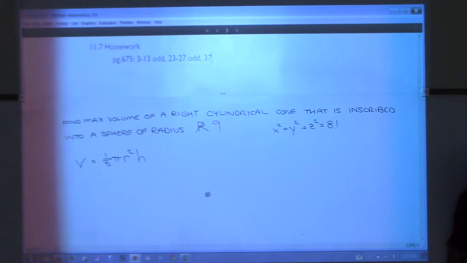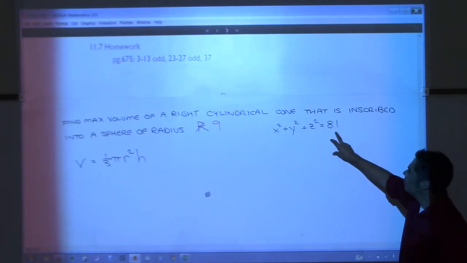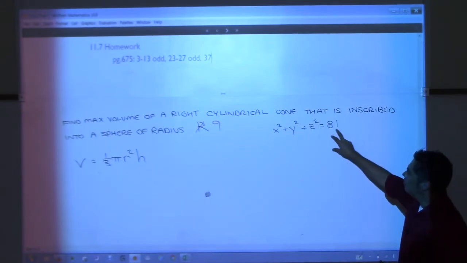Would r squared be x squared plus y squared plus z squared, and then h would be like the height? R squared would be x squared plus y squared plus z squared. Since the radius is 9, r squared is 81.